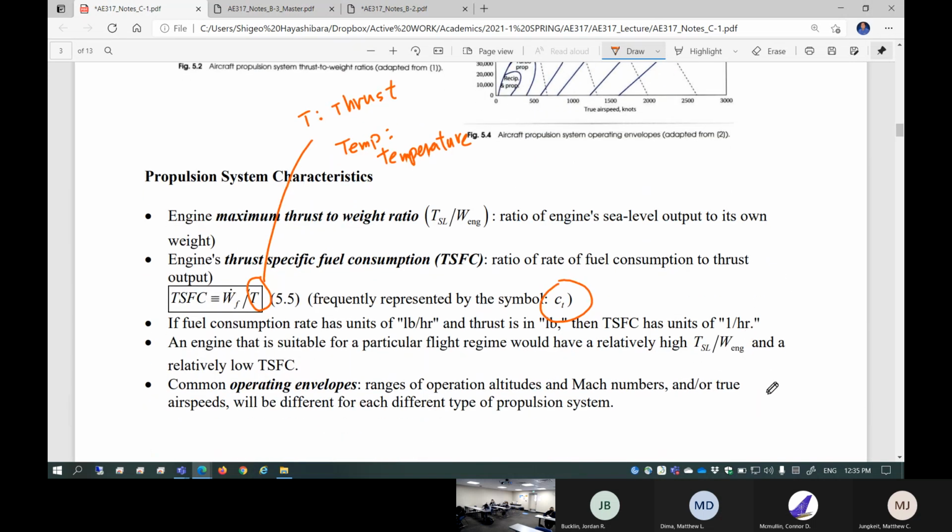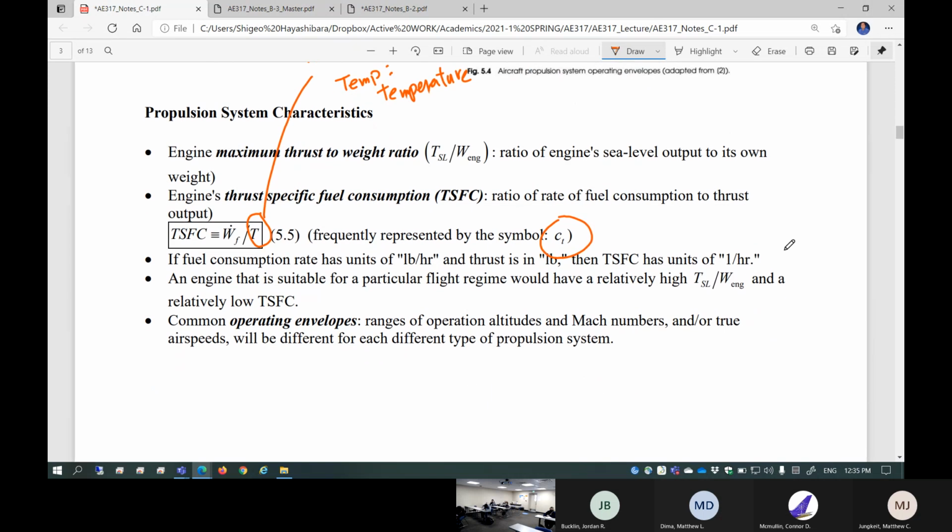This comes with a very weird unit. It's inverse of time. Usually TSFC is an inverse of hour or something like that. So oftentimes you have to convert it to seconds in the equation. But be careful, stay consistent. If the fuel consumption rate has units of pound per hour, and thrust is in pound, of course, TSFC becomes inverse of an hour. Let's keep track of your unit system. Be careful about that, because usually hour is not the standard unit. You have to convert it to seconds, typically, okay?